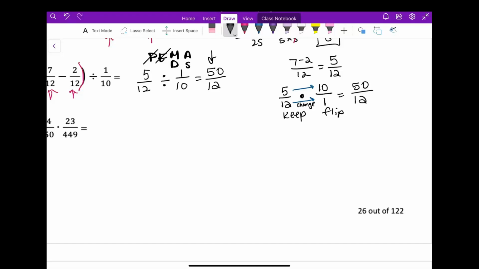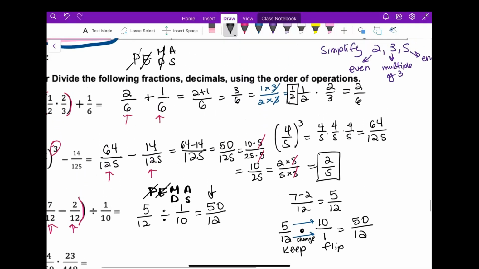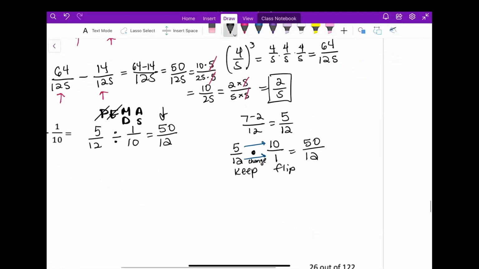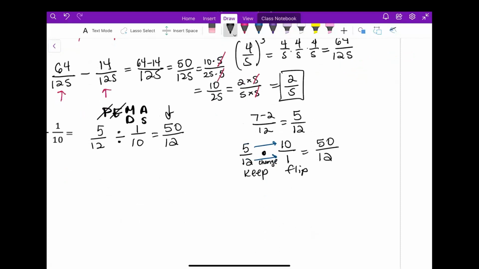So 50 divided by 12. Let's check our common numbers, which are the 2, 3, 5. Do they both end in 0 or 5? No. So that eliminates the 5. Are they both even numbers? Yes, they are actually. So I think of 50, it's an even number because I can multiply 2 times something. In this case, it's 2 times 25. And 12 is even because I can do 2 times 6. And so I simplify here, and we are down to 25 over 6.